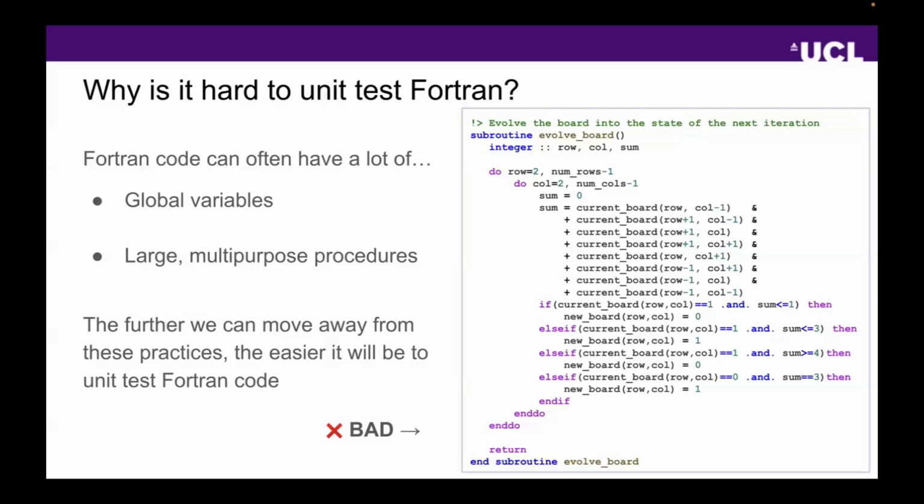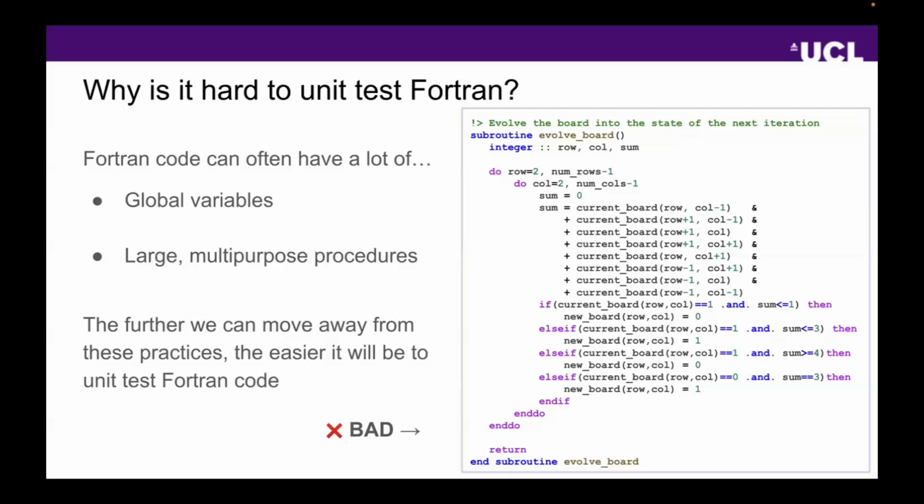So the first one is that you often see a lot of global variables being used. I've got an example here in the code on the screen. Don't really worry about what it's doing. The point I'm trying to make is that we've got things such as current board, new board, num rows, num cols. We don't know what these are. These are global variables. In the code base that this is taken from, this code works, but that is a problem.